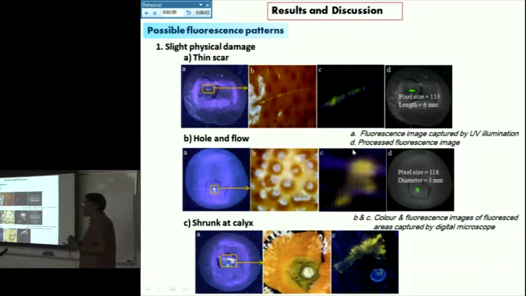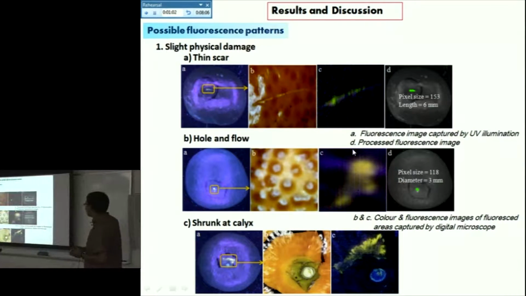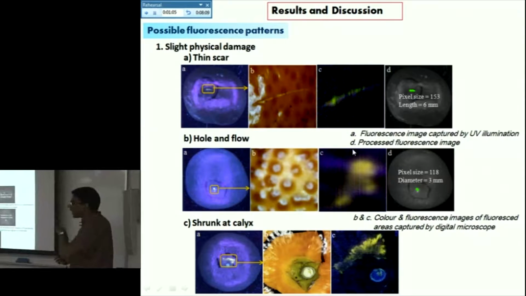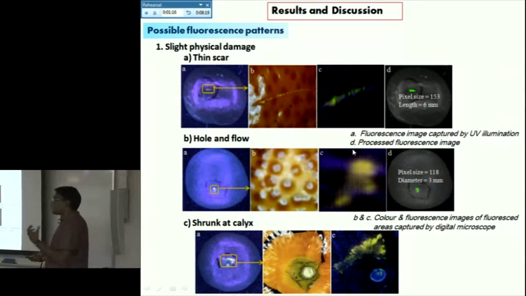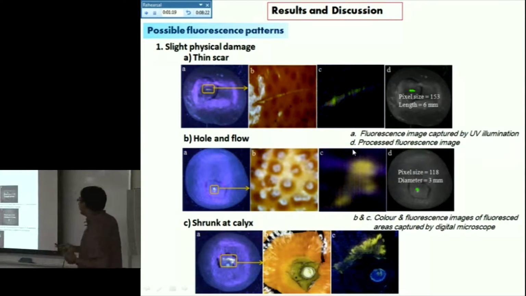For example, during various types of orchard operation or cultural practices, or during picking, rough handling of the fruit with a cutter bar or knife may create thin scars on the surface. That thin scar collapses the wall cells. That's why the wall comes out, and that wall can be visible under UV illumination. We can see strong fluorescence from this type of pattern. The lowest pixel size we observed was around 150, and the minimum length of this scar observed from the detected samples was 6 millimeter by the system.